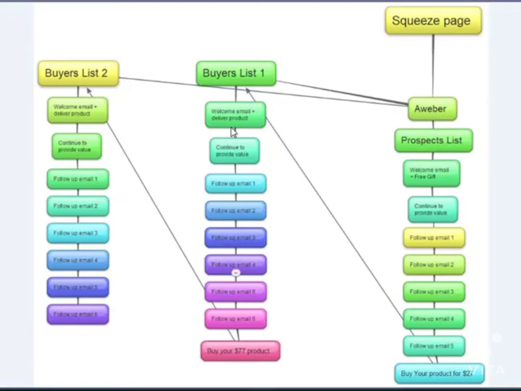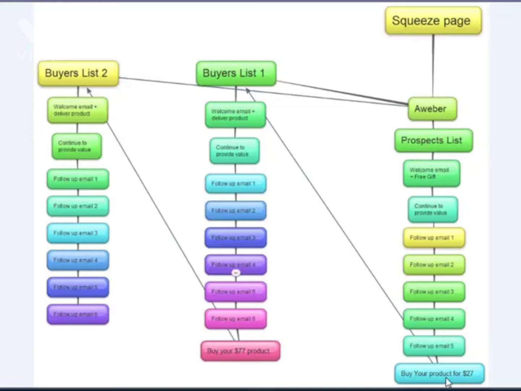You obviously send them the product via email and via a download page, and then you continue to provide value over all of your follow-up emails, and then at some stage you may offer them another product, and if you do, you obviously then have to think about the price point your product is going to be. Now, say for example the first product that you sold, a good start would be between $7 to $15. That would be a good start for your first product.